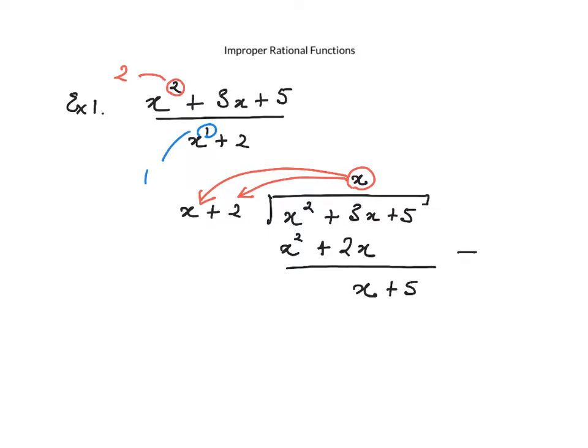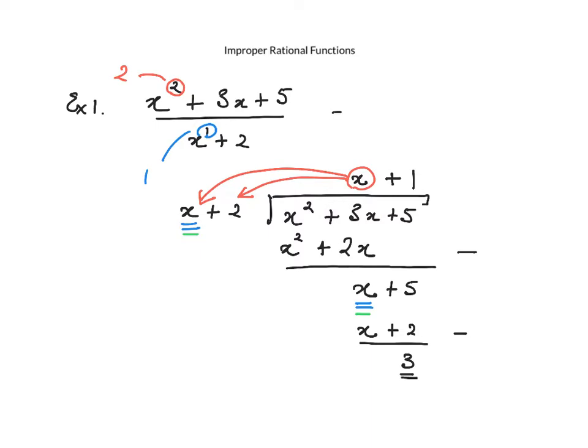what we have here still needs to be simplified, because the power of x here is 1 and the power of x here is 1. So we need to continue. So what do I multiply this x by to get this x here? I multiply by 1. So 1 times x is x. 1 times 2 is 2. Subtract, 5 take away 2 is 3.